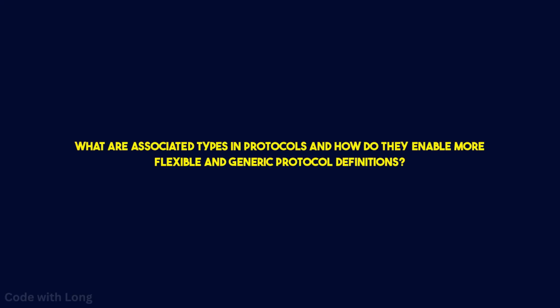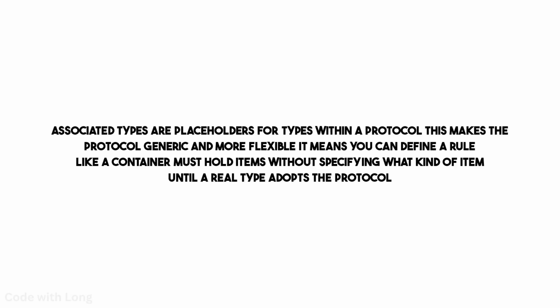What are associated types in protocols and how do they enable more flexible and generic protocol definitions? Associated types are placeholders for types within a protocol. This makes the protocol generic and more flexible. It means you can define a rule, like a container must hold items, without specifying what kind of item until a real type adopts the protocol.